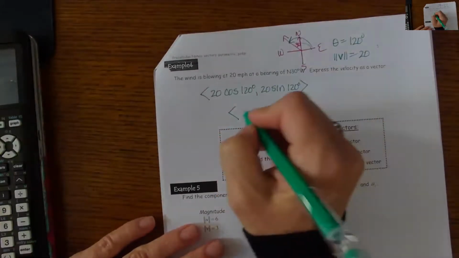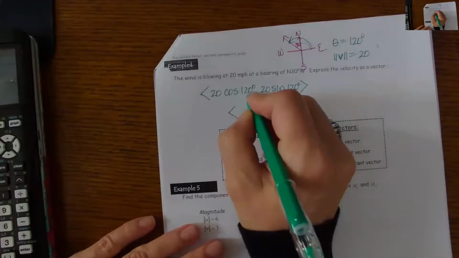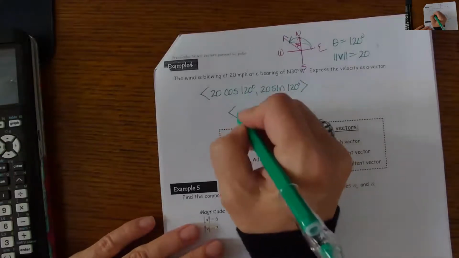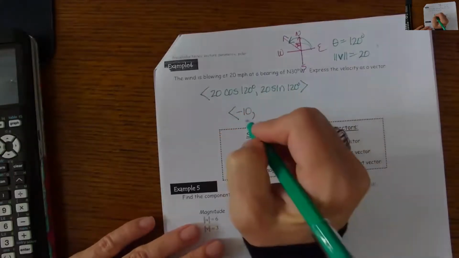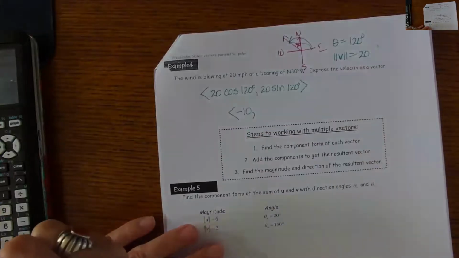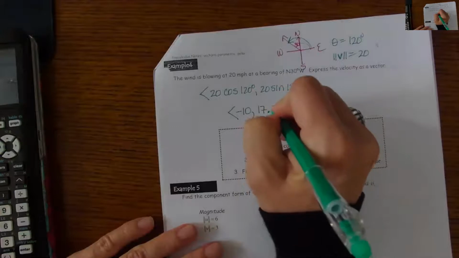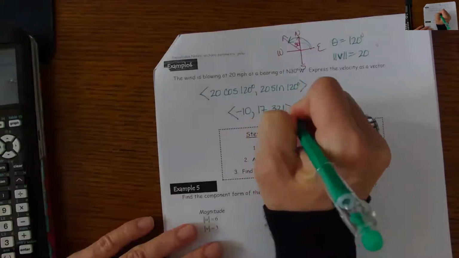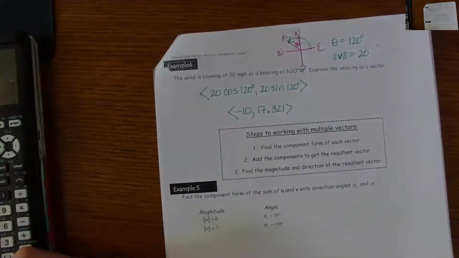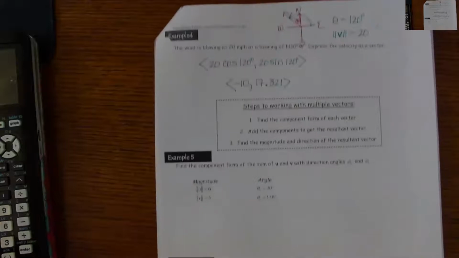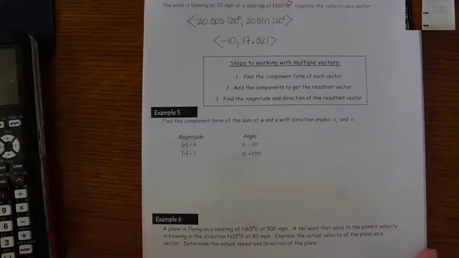So tell me what you get. Wait, cosine of 120 is a half, so that's going to be negative 10, right? If you get one of your 30s or one of your halves, it's easy. Everybody okay with finding the component form? Easy, right?